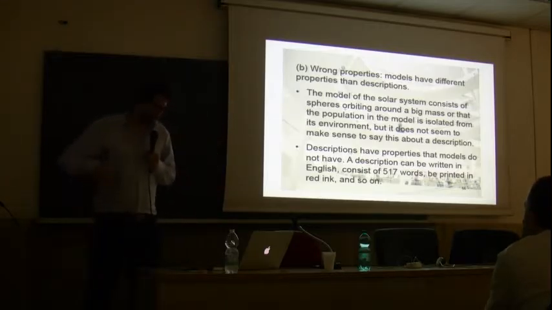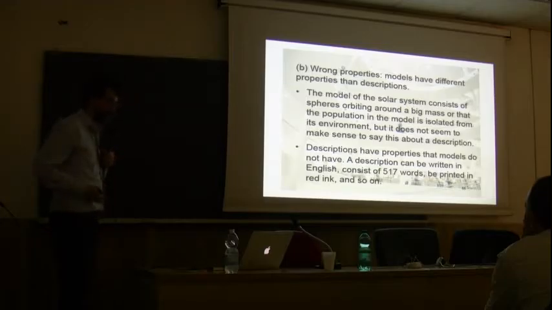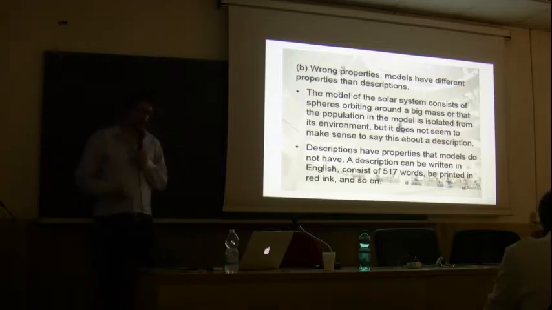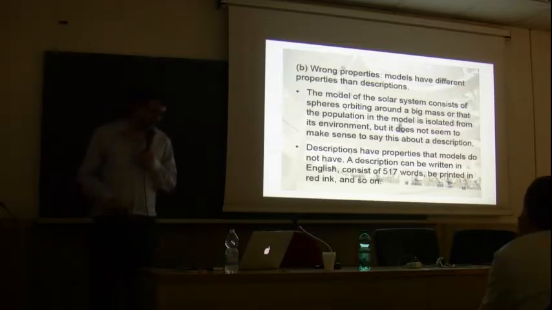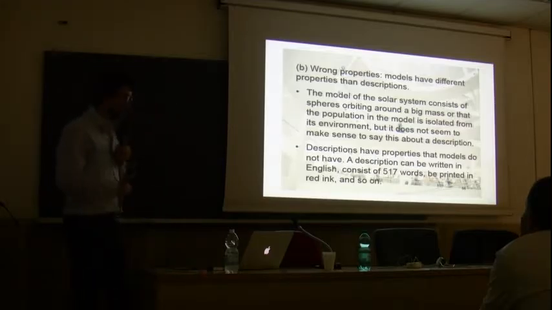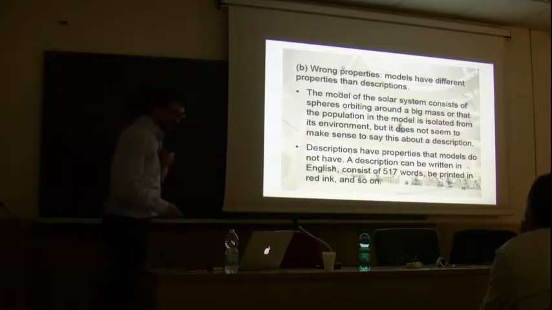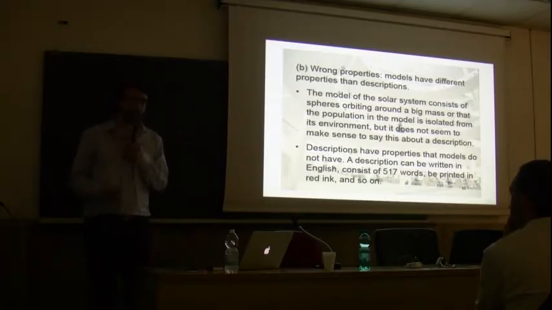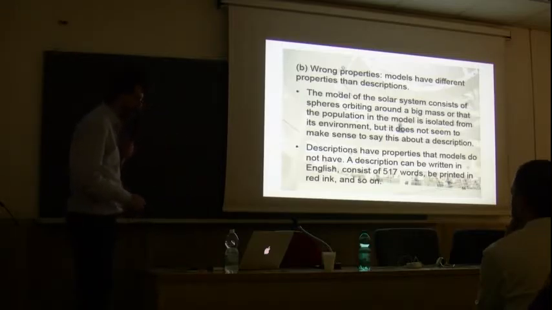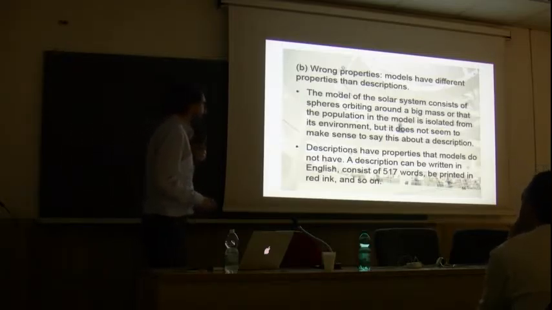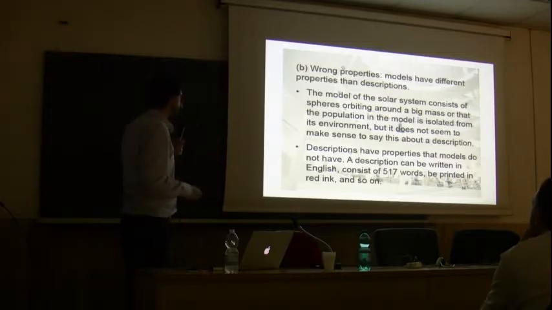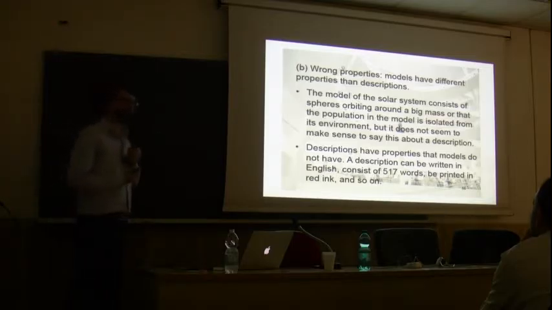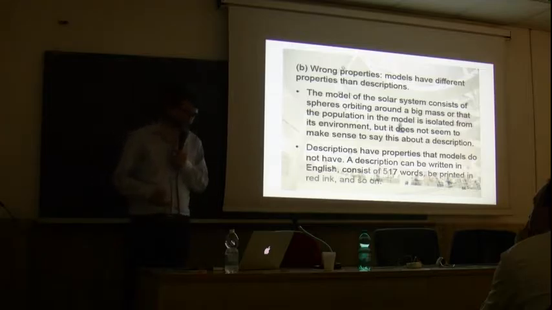Also, descriptions seem to have the wrong properties. So models have different properties than descriptions. The model of the solar system consists of spheres that orbit around a mass, and the population in the model consists of rabbits. But that doesn't make sense if you say this of a description. So nothing in a description orbits around something. Vice versa, descriptions have properties that models do not have. A description can be written in English and consist of 517 words and be printed in red ink. But none of this seems to be quite right of a model.